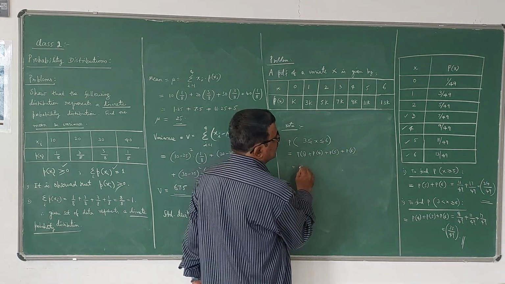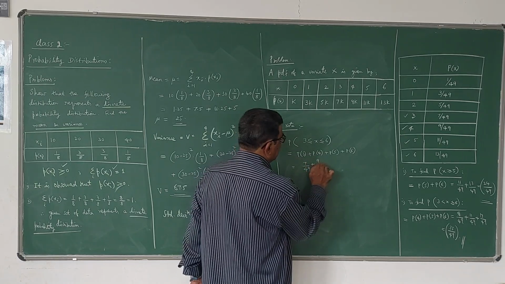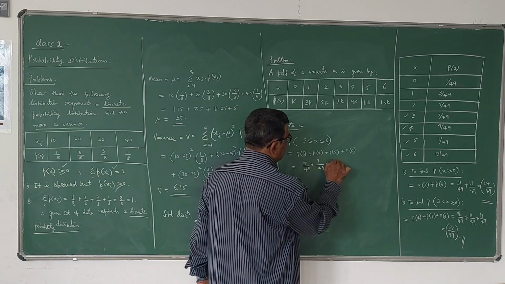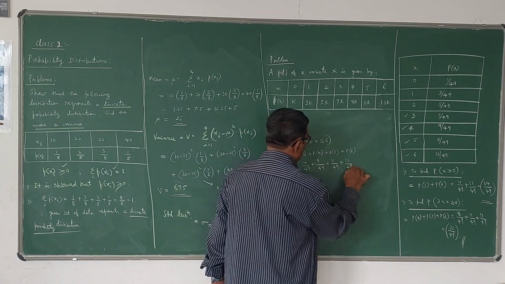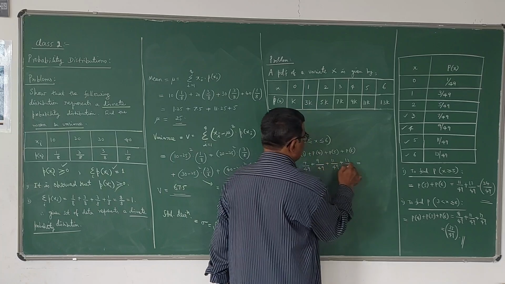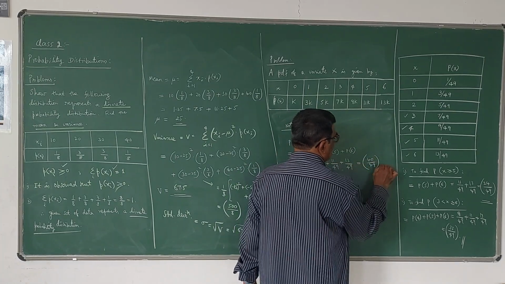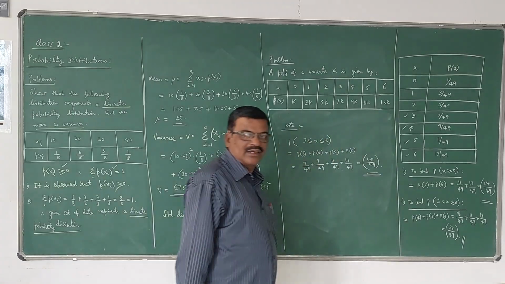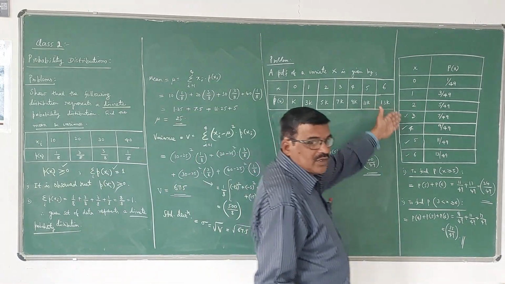4 values come, 7 by 49 plus 9 by 49 plus 11 by 49 plus 13 by 49. So the answer is 40 by 49. Probability is more because we are taking more values here.